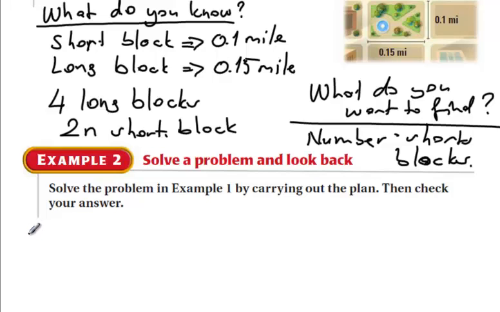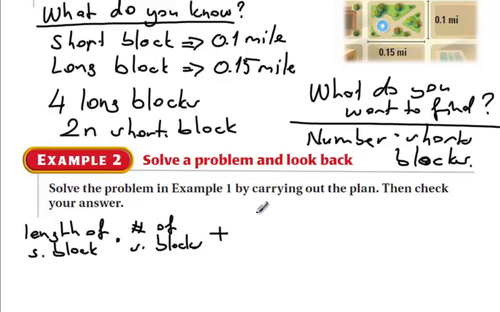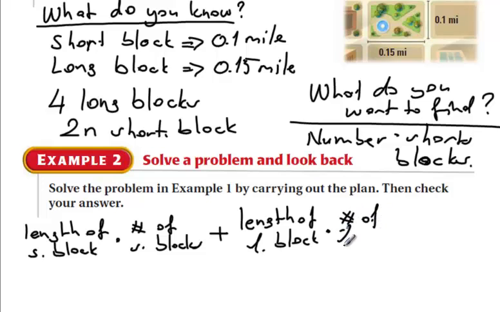Basically what we need to do is multiply the length of a short block times the number of short blocks. So I can put again short blocks, plus the length of a long block times the number of long blocks.